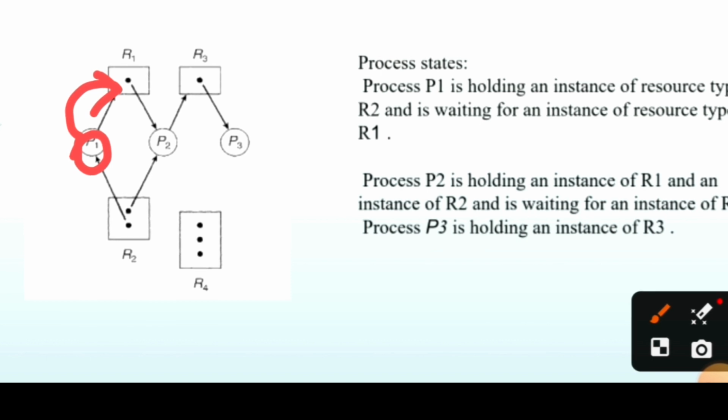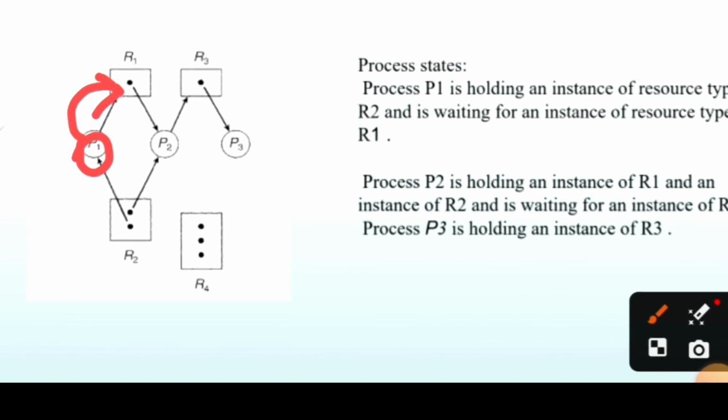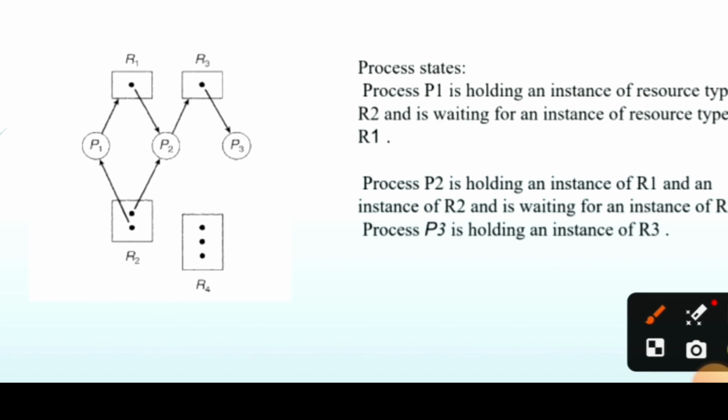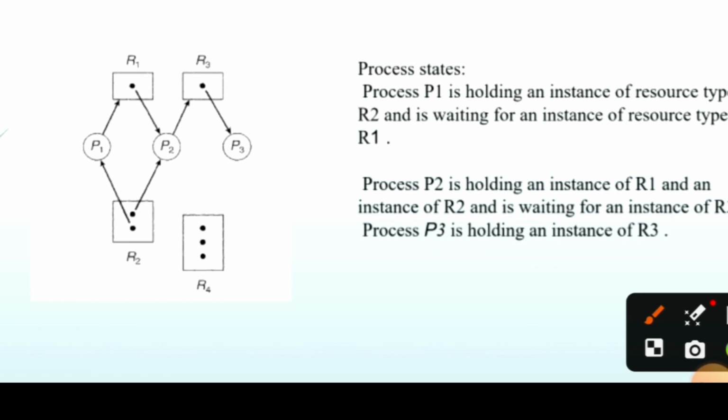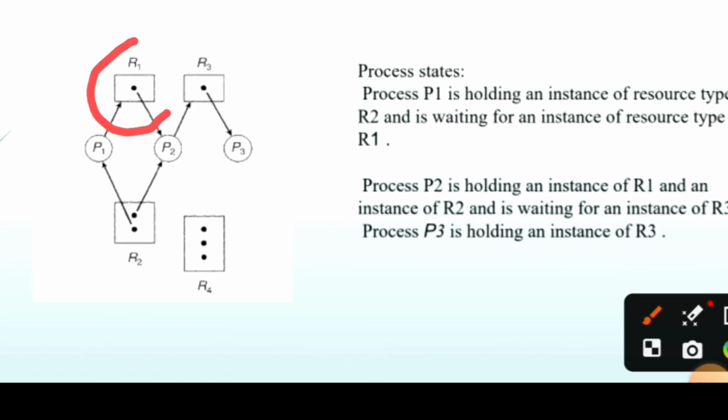Why? This is because a particular resource could have multiple instances. So, when a process is requesting a resource, we don't know which instance of the resource will be assigned to that particular process. So, don't make this request edge arrow point up to the dot, but only make it point up to the rectangle.